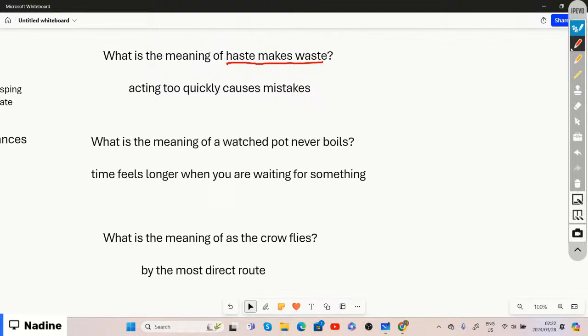That's if you've even heard of that saying, haste. Being too hasty, being too quick, it makes waste. All right, so acting too quickly, well, what will happen? Okay, that's a good one. A good explained meaning.